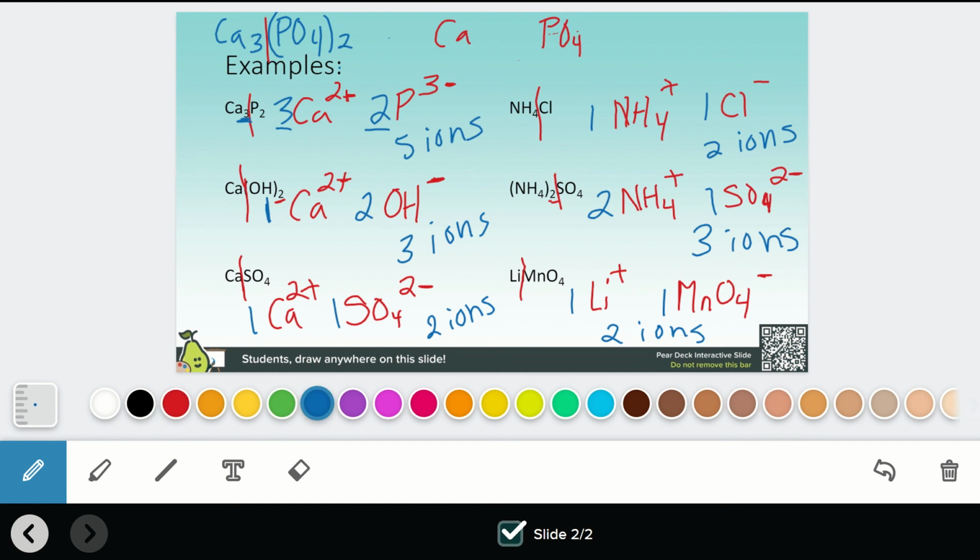We can go ahead and put our coefficients out front. We have 3 calciums and 2 phosphates. And we can also uncrisscross. So the calcium 3 means phosphate has a 3- charge. PO4 2, that means calcium has a 2+ charge, and that is consistent with our periodic table. Okay, so this would have a total of 5 ions.